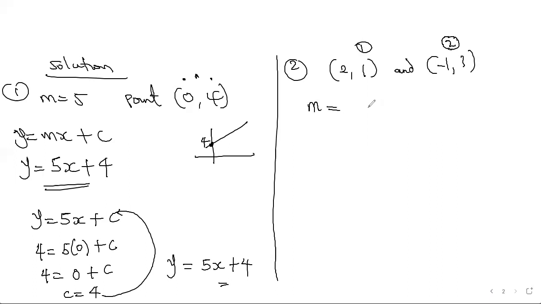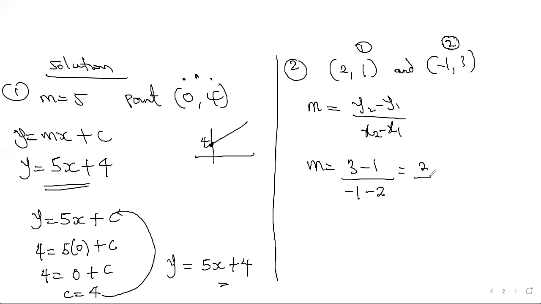Gradient will be equal to y2 minus y1 over x2 minus x1. So m will be, what is y2? Y2 is 3 minus what is y1? 1. What is x2? Minus 1. What is x1? 2. So that will give me 2 over minus 3. So it means that my gradient is what? Minus 2 over 3. So I know the gradient. Then I can write the equation.